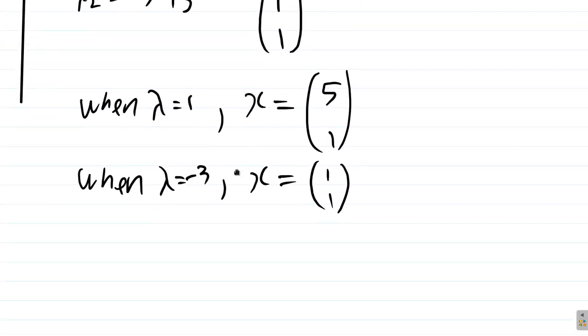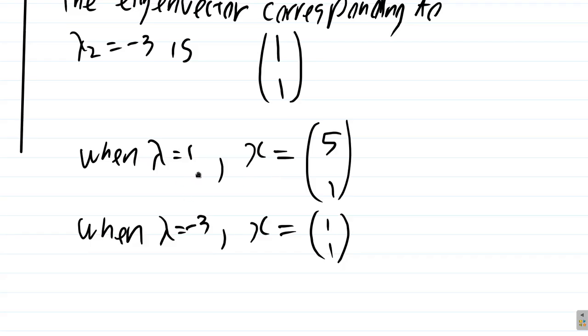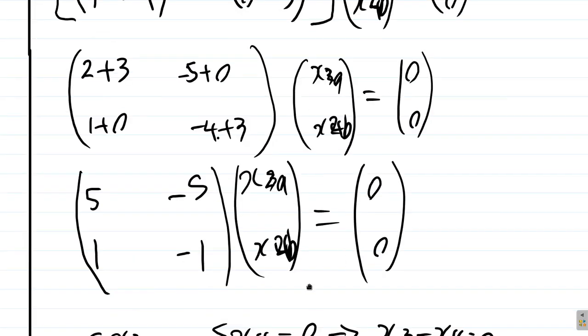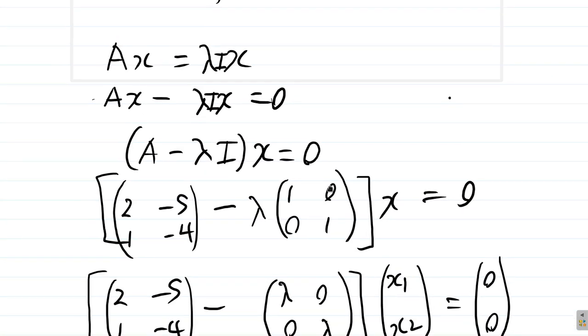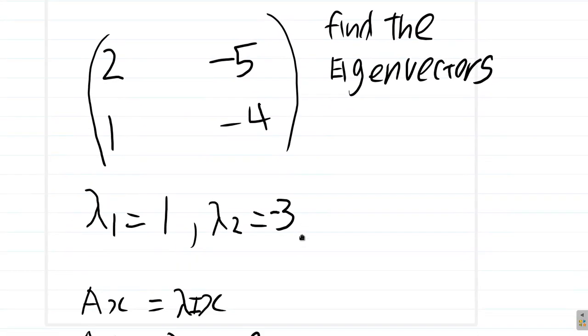So here we get these values. When the eigenvalue is 1, the eigenvector is 5, 1. When the eigenvalue is negative 3, the eigenvector is 1, 1. If you didn't get it correct when you tried it by yourself, I'm going to ask you to try this again without looking back at any notes, or at this video, or any other video.